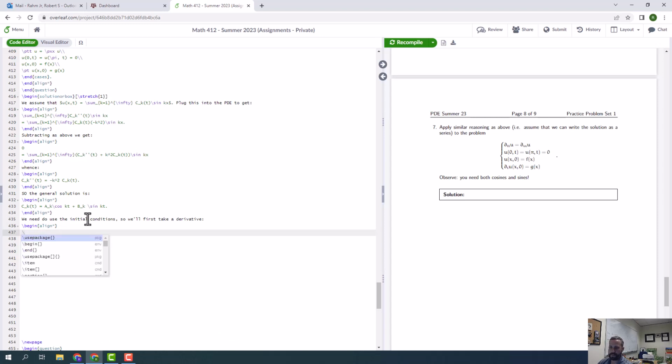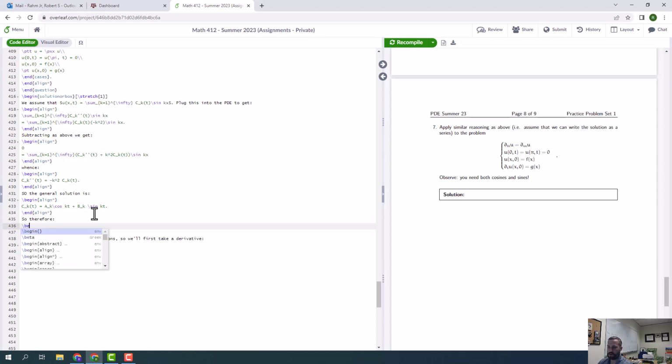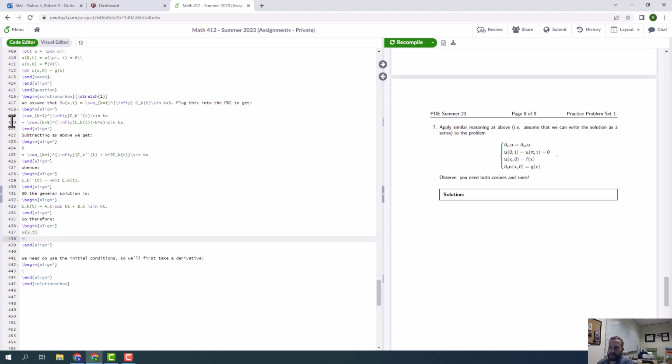Okay, so let me just summarize what we have here. Therefore, let's write out what the solution is. u of x,t is going to be equal to, so where do we have the sum? It's going to be right here. And I have a formula for what c_k is. c_k is this right here. I'll put that in brackets just so it stands out.